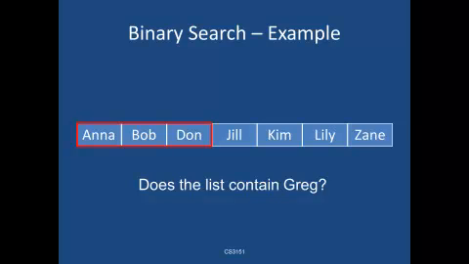Again, we try to split the subproblem into an even smaller problem. We compare Greg with the name in the middle of the sublist, which is Bob. Now Bob is lexicographically smaller than Greg, so if Greg is in the sublist, it must be to the right of Bob. Therefore, the size of the sublist is reduced to a single name, in this case Don. We compare Don with Greg, and since the 2 names don't match, and since there are no other names in the sublist, we can conclude that Greg is not in the sublist, and not in the original list.